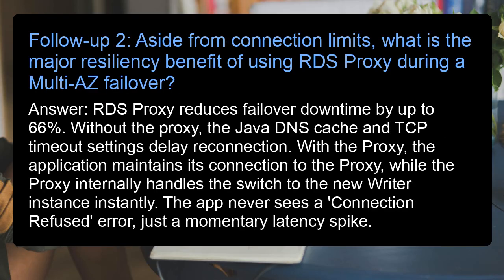Follow-up 2, aside from connection limits, what is the major resiliency benefit of using RDS Proxy during a multi-AZ failover? Answer: RDS Proxy reduces failover downtime by up to 66%. Without the proxy, the Java DNS cache and TCP timeout settings delay reconnection. With the proxy, the application maintains its connection to the proxy, while the proxy internally handles the switch to the new writer instance instantly. The app never sees a connection refused error, just a momentary latency spike.